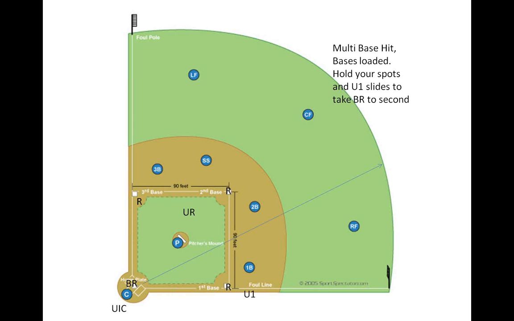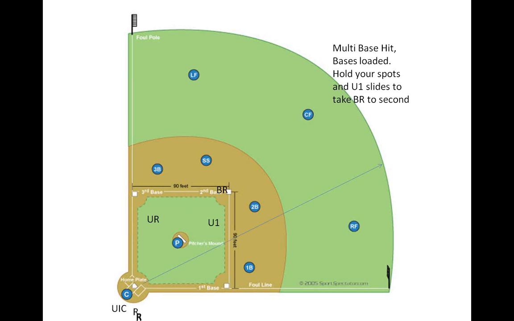U3 is in the middle, not U1. U3 is going to watch the touch at second, watch the touch at third, and he's going to be at third should that batter runner decide to try to advance on to third base. UIC is back at the plate, just kind of watching everything, watching everybody run by him. Okay?